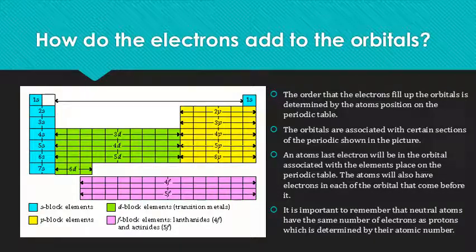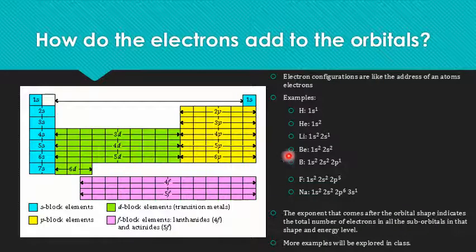So there is a pattern to this. There's a way of figuring it out. Let me show you a couple of examples, so that we can write what's called an electron configuration, just kind of like an address of our atoms. So for instance, hydrogen is the element here. It has the 1s orbital, and there's 1 electron in it. This exponent up here tells us how many electrons are in that orbital. So 1s1, a 1s orbital with 1 electron. Well, hydrogen only has 1 electron, so that's all it needs.